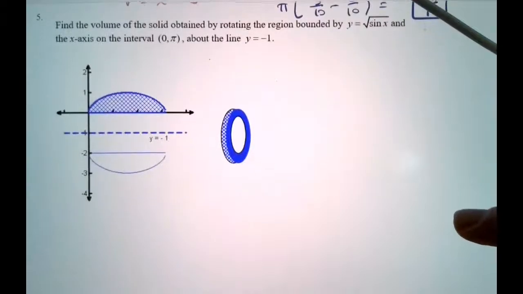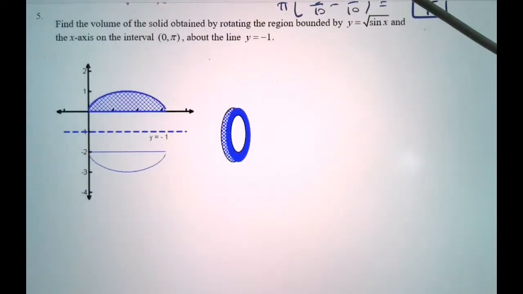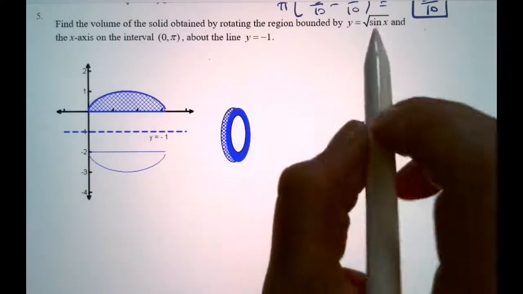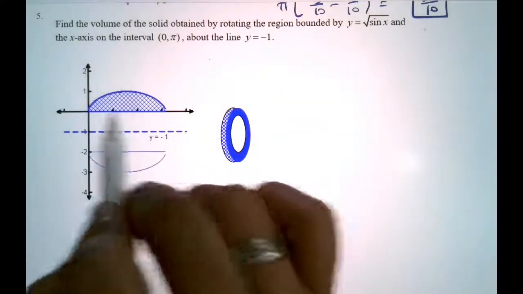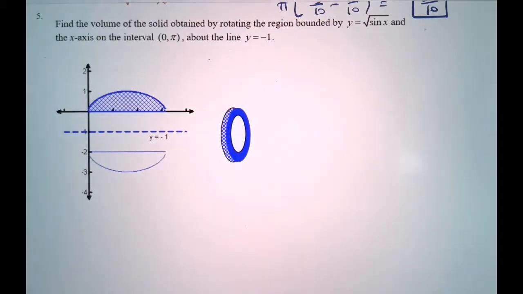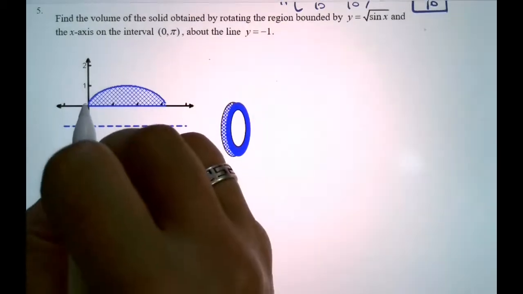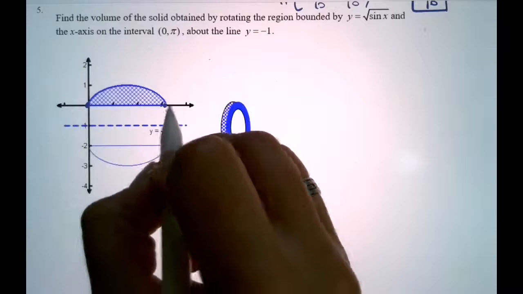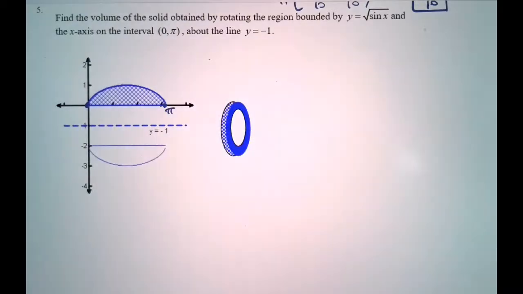And let's come back to our other region here. This is our last example of a washer method, and let's discuss why it's a washer method. In this case, I'm going to find the volume of the solid obtained by rotating the region bounded by y equals the square root of sine x. That's what's shown in your picture. And the x-axis, so the same region that we had discussed before, from 0 to pi. 0 and pi, there it is. So no fishing for those limits of integration.